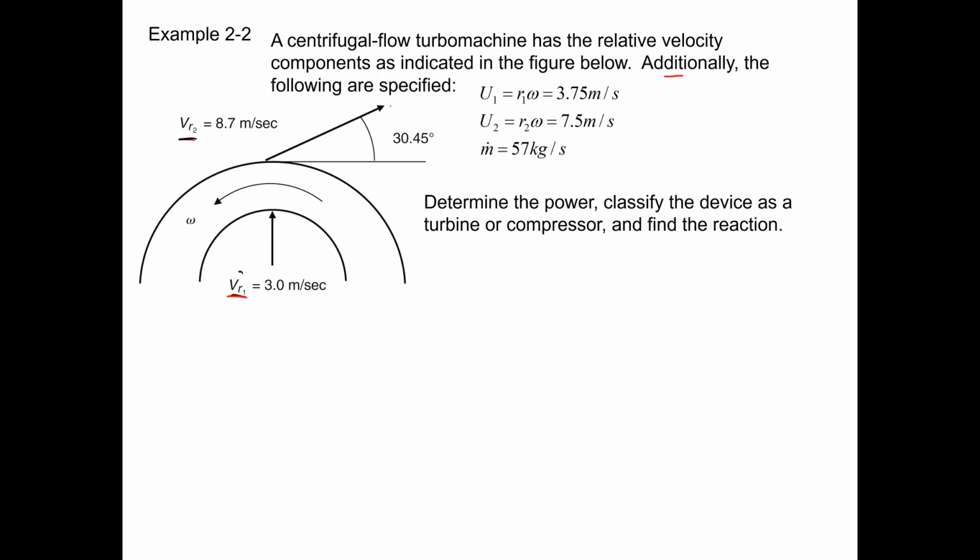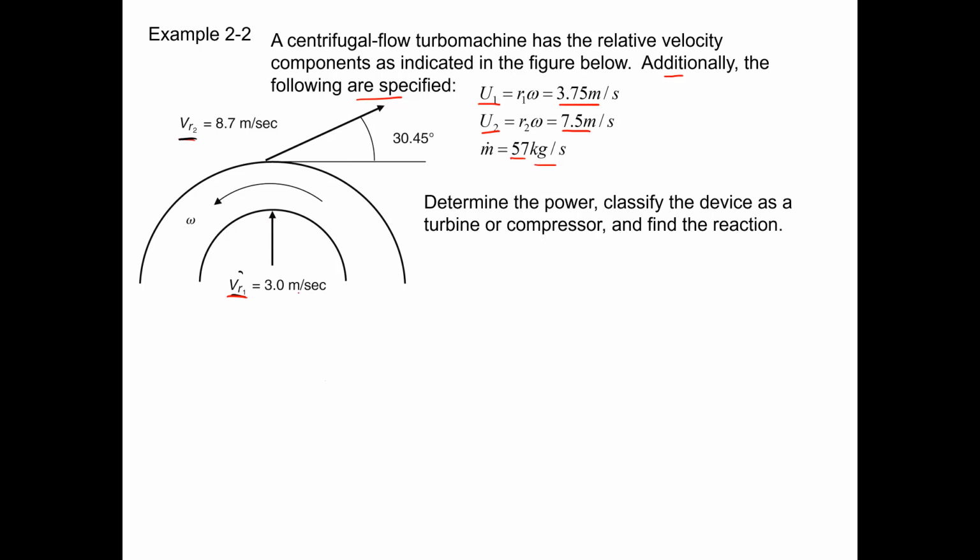Additionally, the following are specified. We are given that the tangential velocity of the rotor at the point of entry of the fluid is 3.75 meters per second, and the tangential velocity of the rotor at the exit of the fluid is 7.5 meters per second. We have 57 kilograms per second of mass flow.